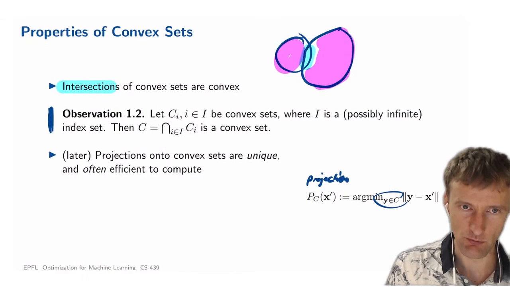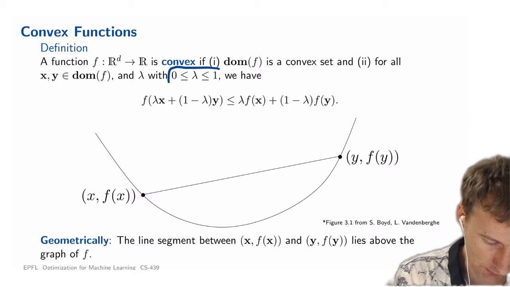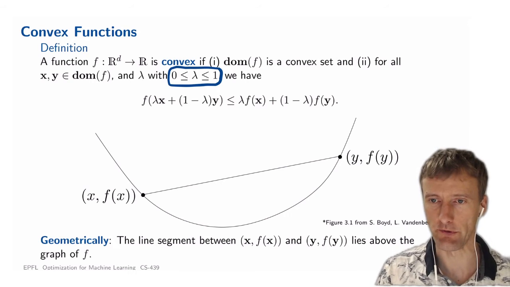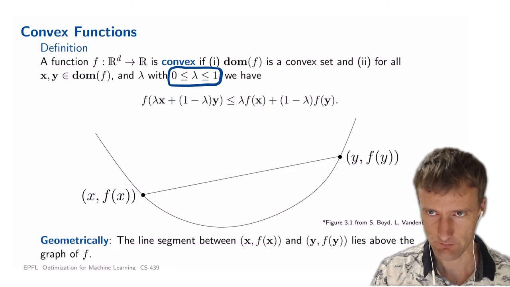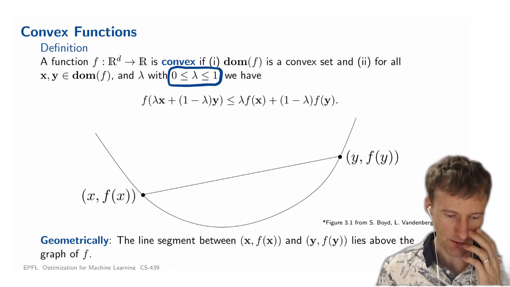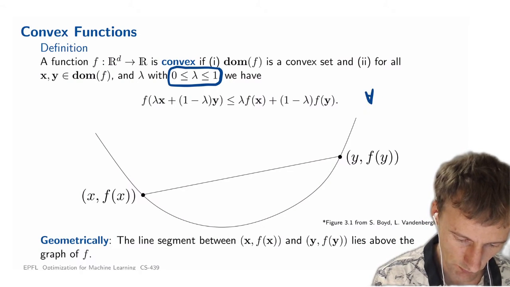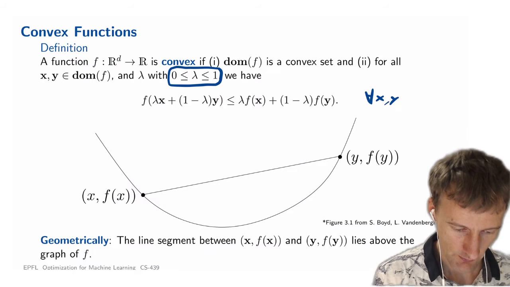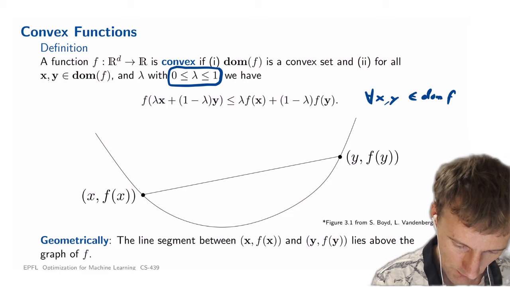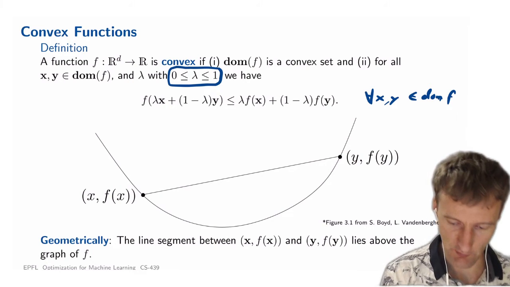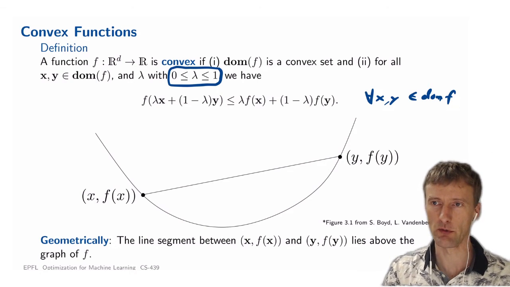So that's about convex sets. I'll go quickly because you probably know this already. The same goes for convex functions. That's equally simple. Any function which satisfies this simple definition here, that for all x and y in the domain. So the domain of f is the set of allowed points where your function is defined. So there we can talk about f.